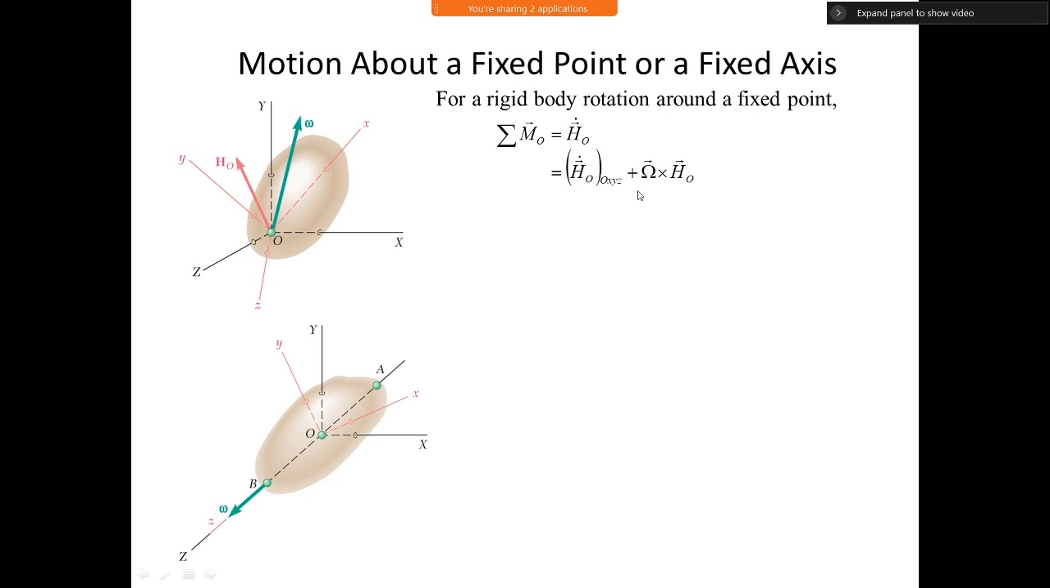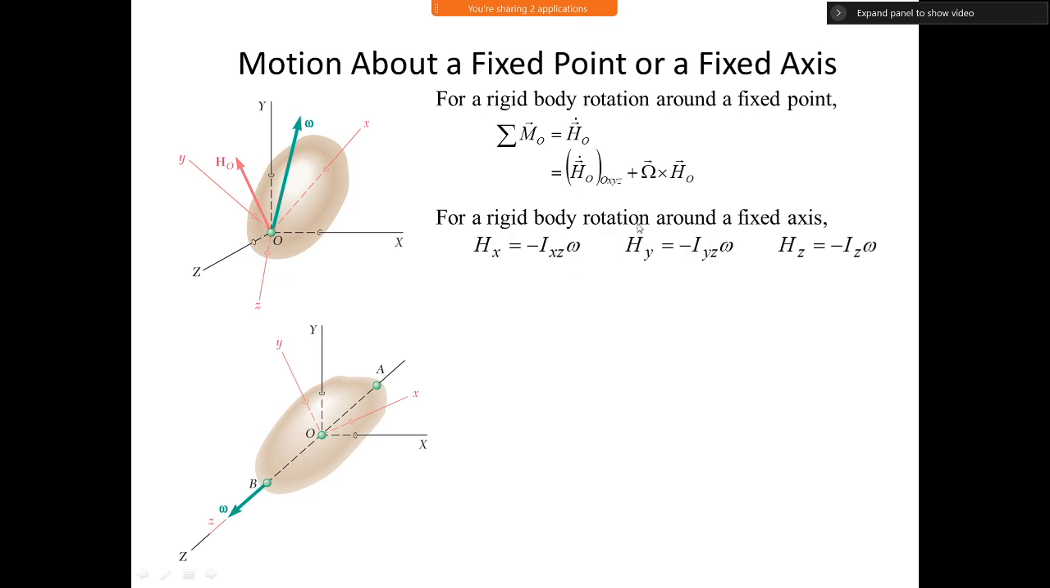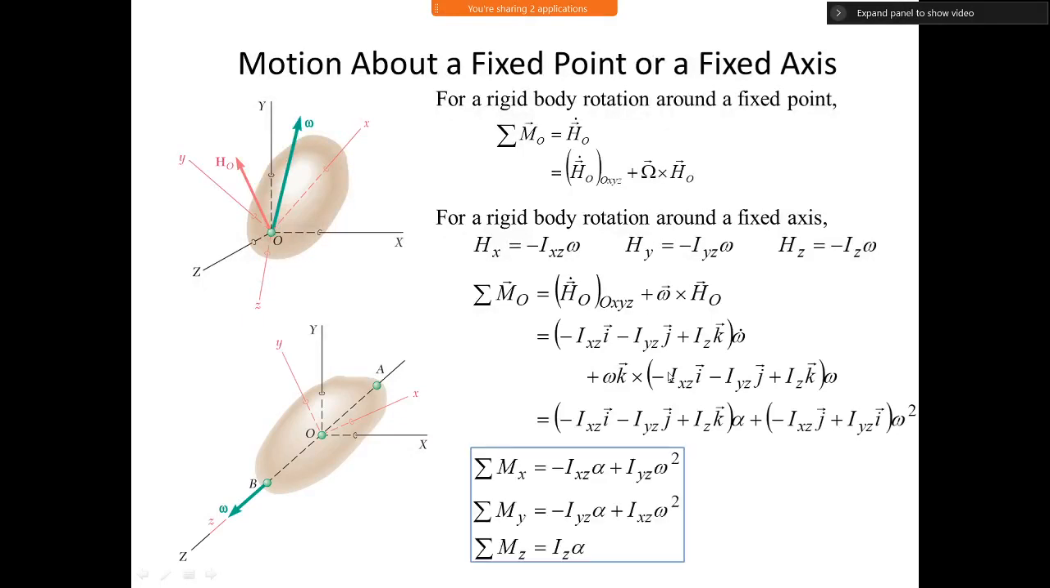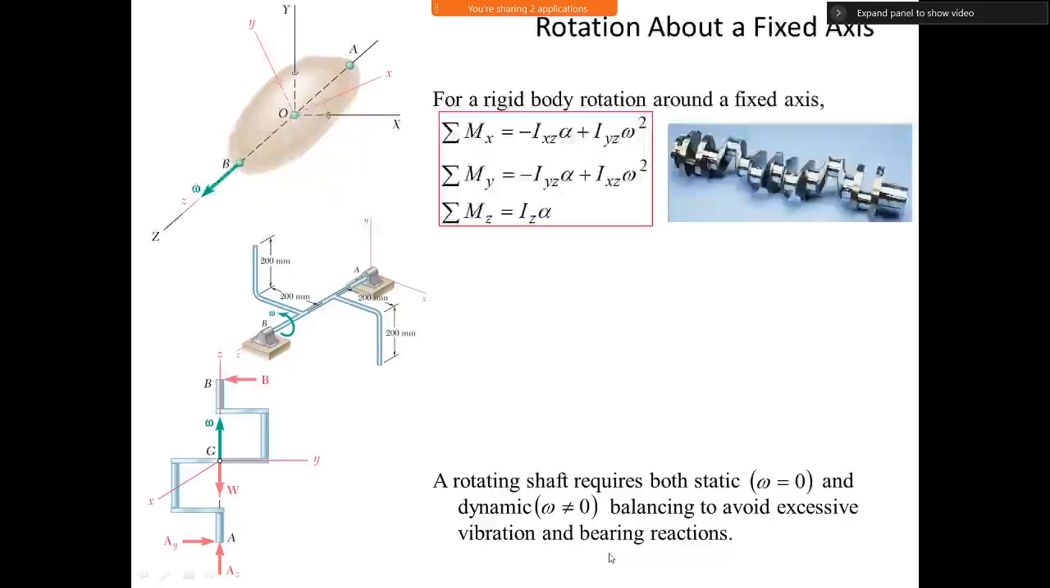So again, the same set of equations, and again, I'm not going into these derivations, but the final expressions you get are something like this. So again, we write the moment is equal to the rate of change of angular momentum, and this is observed with respect to OXYZ plus omega cross H naught, and H, the generalized terms. When we substitute it here and simplify it, we get the following expressions.